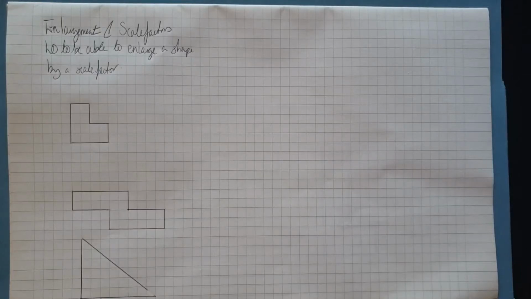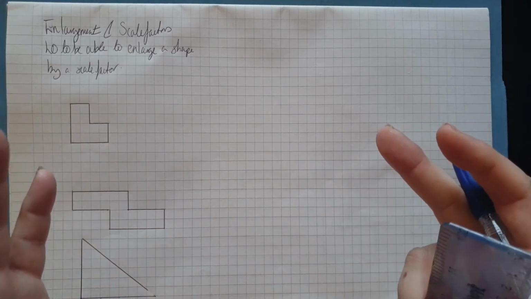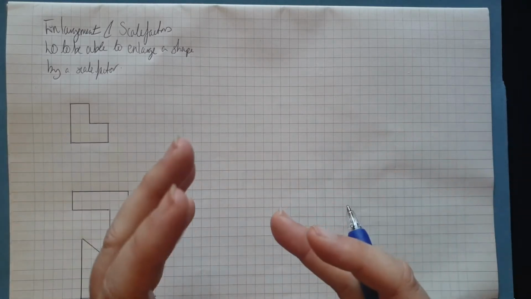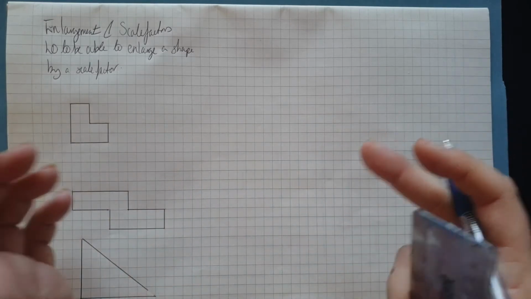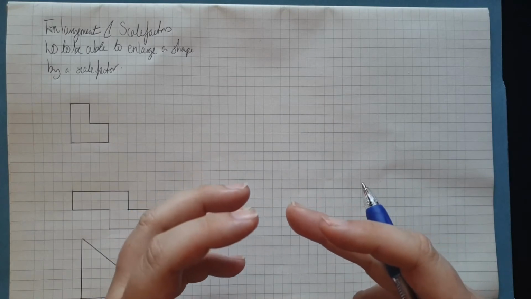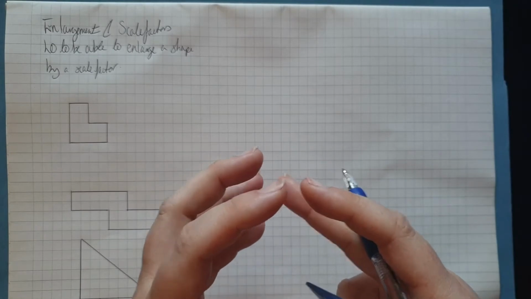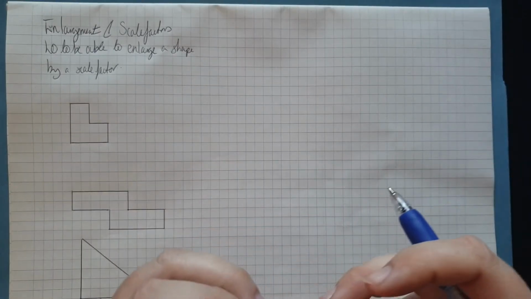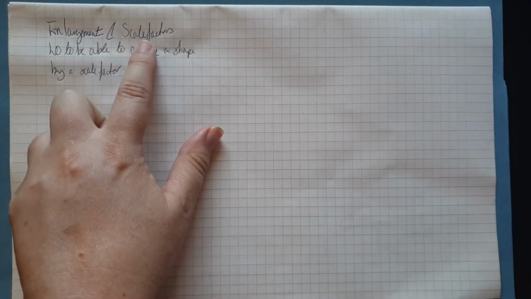Hello, today we are looking at enlargement and scale factors. Enlargement basically means making things bigger. But obviously, being mathematics, we don't just work in one direction. We can work in several directions at once. So when we talk about enlargement, we talk about things getting bigger and things getting smaller, and it is the same word. How much they get bigger by or how much they reduce by is the scale factor.